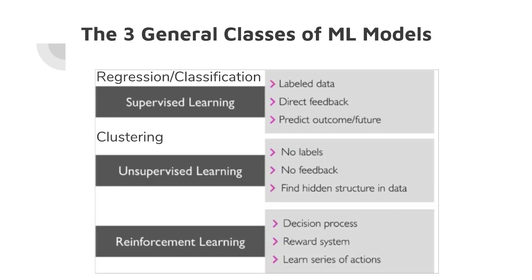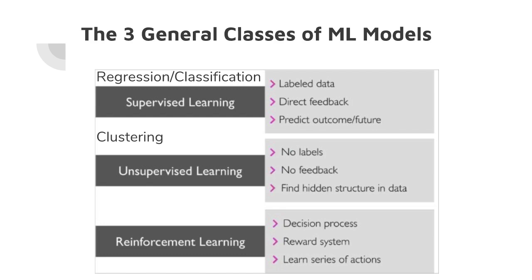In unsupervised learning, we have no labels to our data points, and the model is just trying to find some type of inner hidden structure within our data, a hidden structure that might be useful for us to understand more about the data. And so one example of this is clustering.